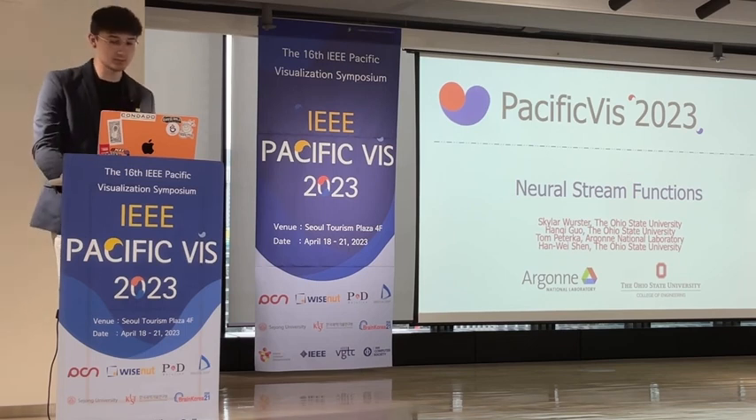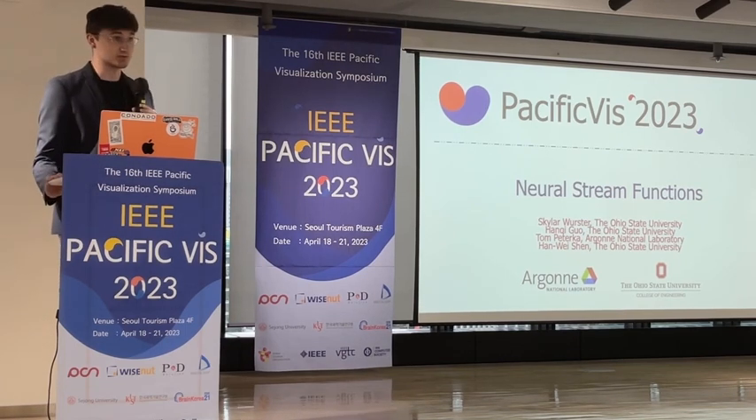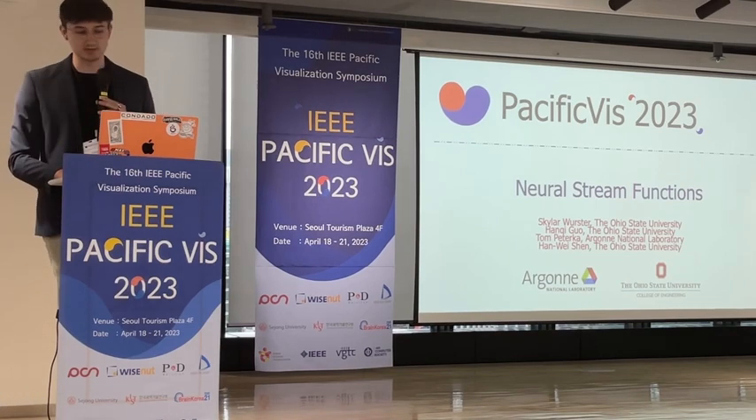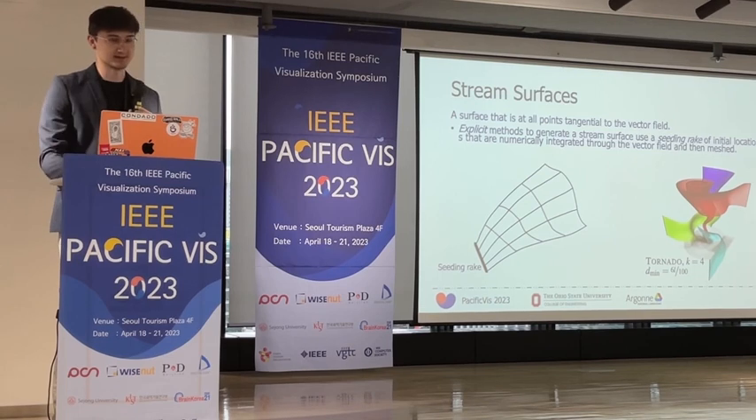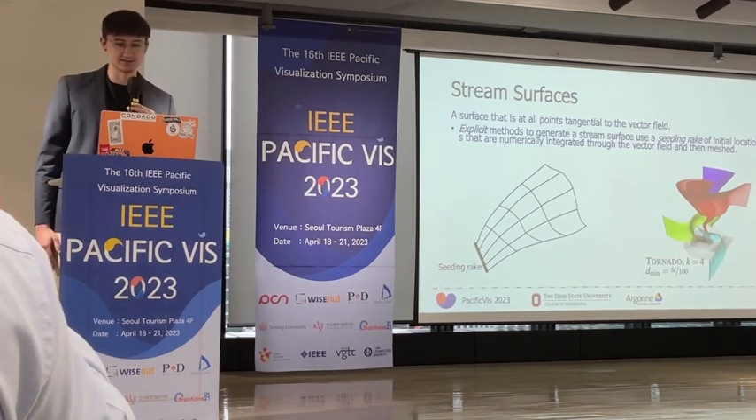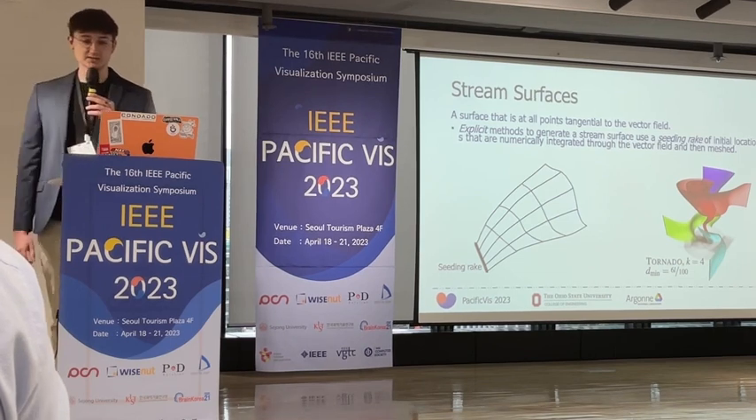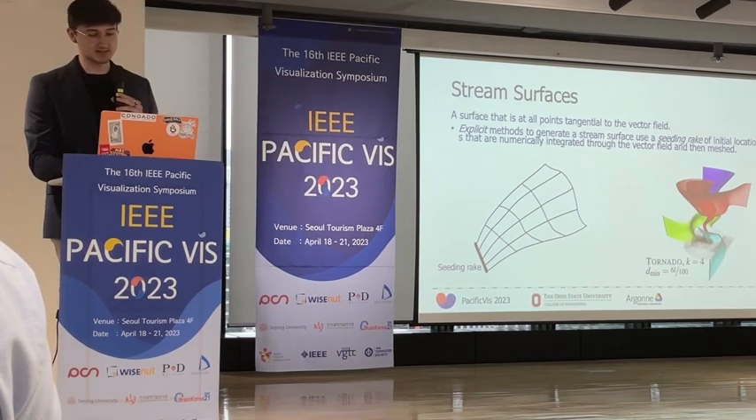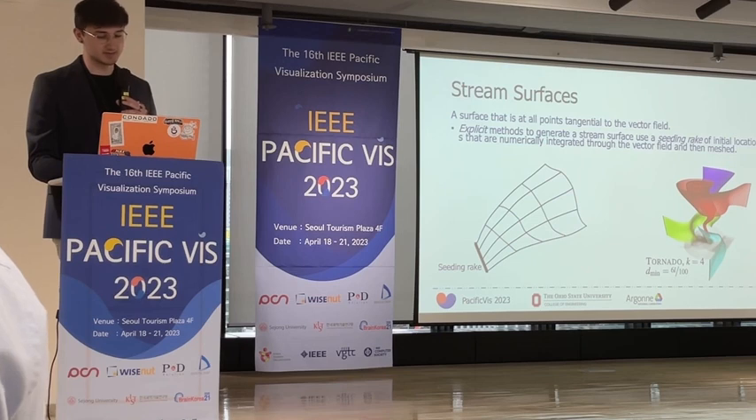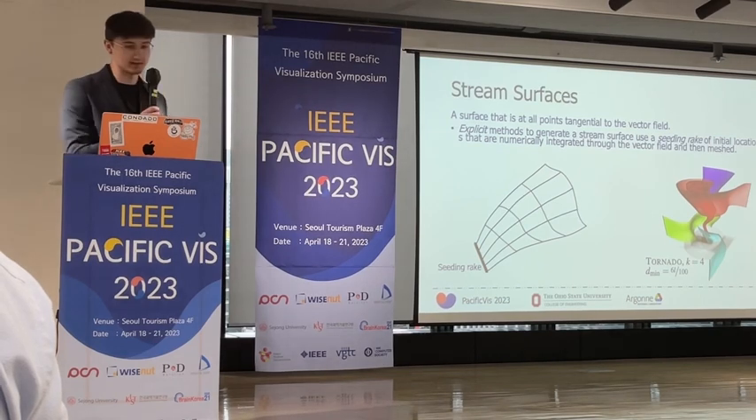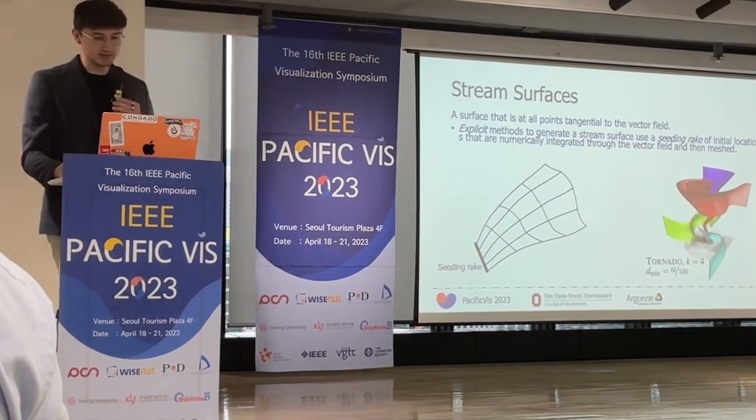In this paper, we propose a way to use neural networks to generate something called a stream function, which is useful in flow visualization. So first I'm going to talk about some FlowViz background. There are a lot of flow visualization techniques, and one of them is called a stream surface. A stream surface is a surface that is tangential to the flow at all points in the volume. And so we get useful visualizations showing the features of the flow, as you can see in the bottom right with this tornado image.